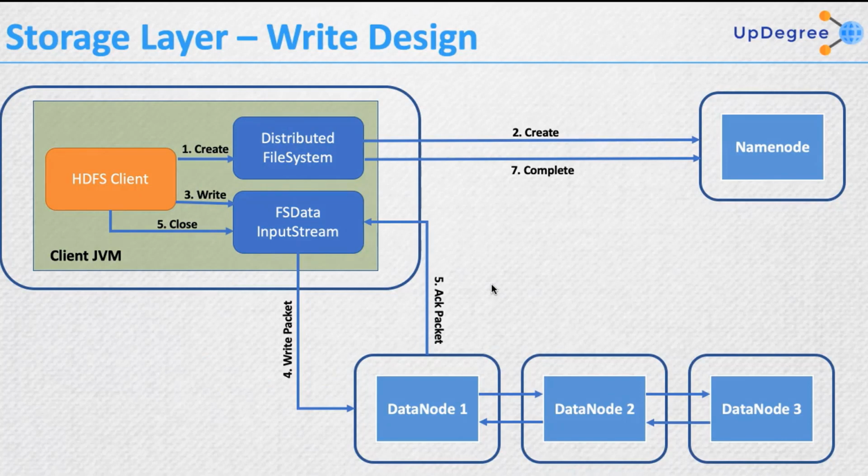All right. So this is what happens in the storage layer when you try to write. Say you have a client which is given as HDFS client, and it is running in the client JVM. First of all, you'll create your distributed file system. You'll say that I want to create a file, so it will go inside your client JVM, where there is already a client which is your distributed file system, and that information will go to the name node. It will say, I want to create a file, so could you please help me create a file.